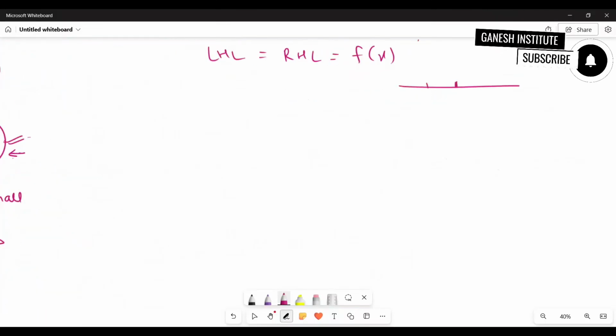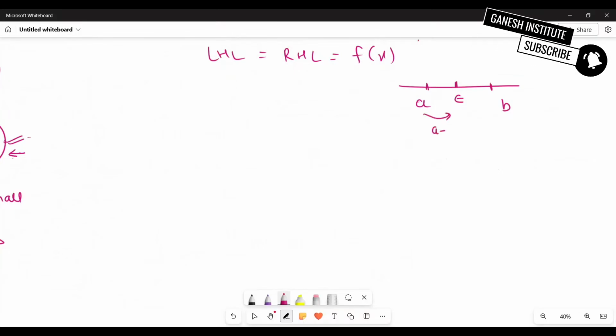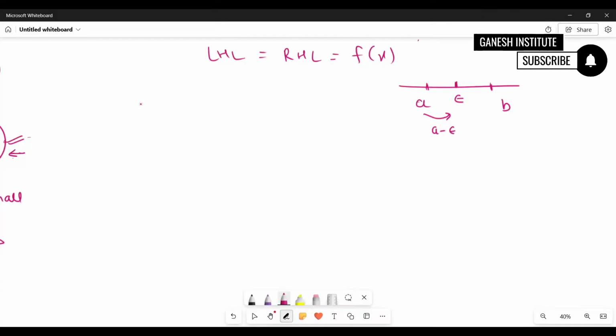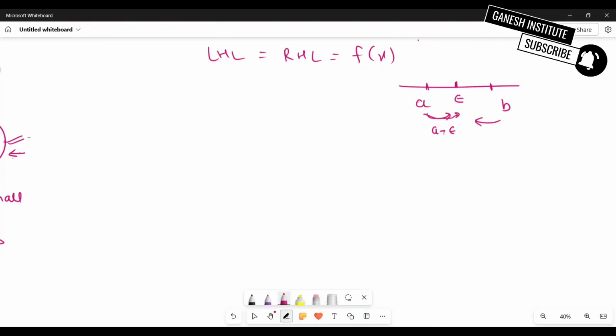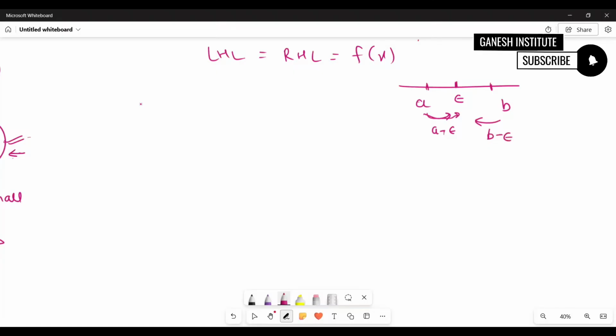If I have a point, I have a limit, let's say going from A to B, you consider epsilon, any number, you can say this is A minus something. For that, you can consider the value that this is A plus epsilon. If you are going this way, this is B minus epsilon.